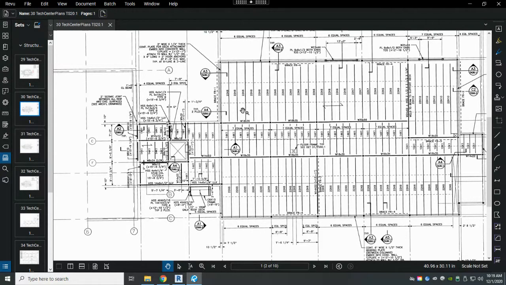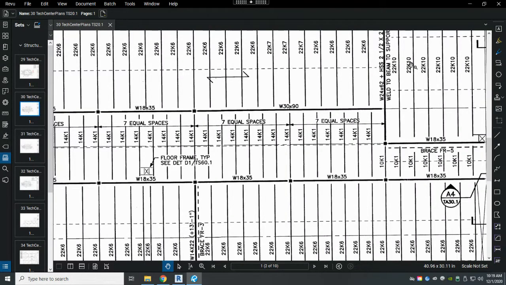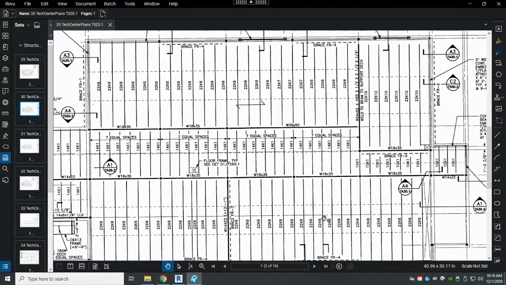We have spans from the outside exterior wall to that inside beam, and then this is the longest span right here. You can see that these are 22 K10s. K10 is going to be a heavier duty floor truss, but the depth is still the same. These are only 14 K1s. 14 means a depth of 14 inches, and a K1 has a lighter gauge steel being used to create the floor truss.